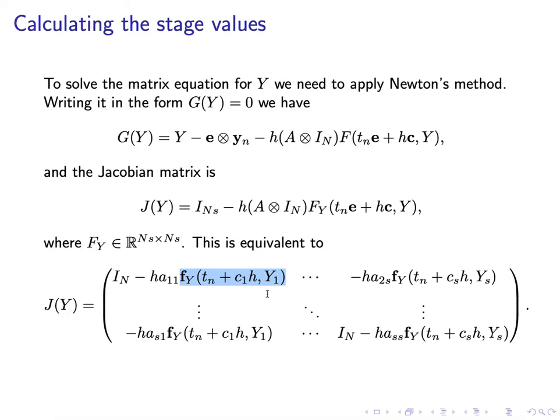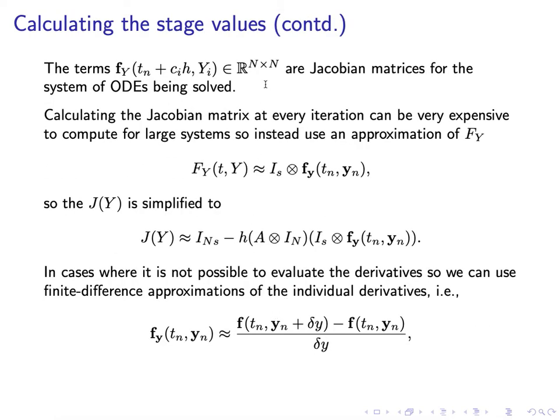So we need to use tensor products again, because we have this JY here, which is going to be a matrix of matrices, because each of these is itself a Jacobian matrix of our original ODE system. So this is what I mean by that here. These terms are all n by n Jacobian matrices for the system of ODEs being solved. Now the problem is calculating those Jacobian matrices at every iteration can be very expensive.